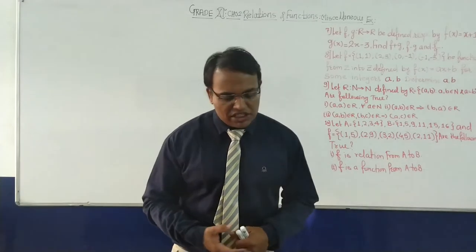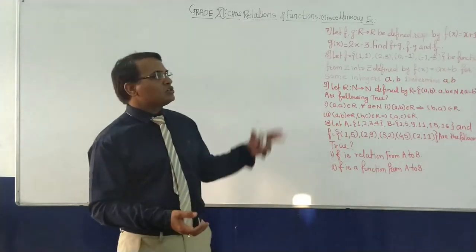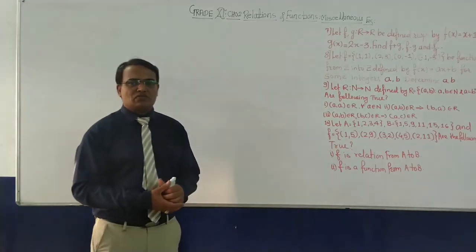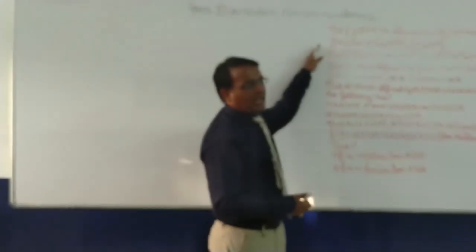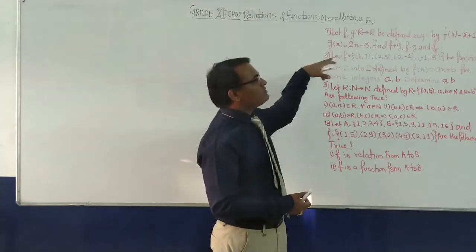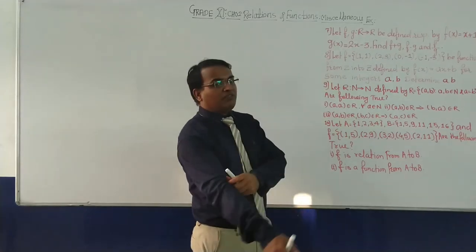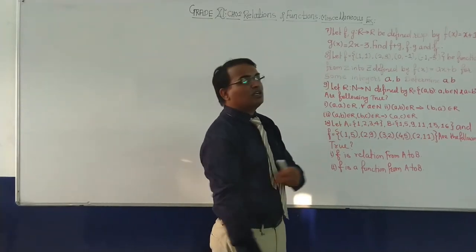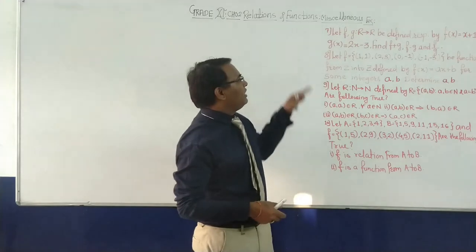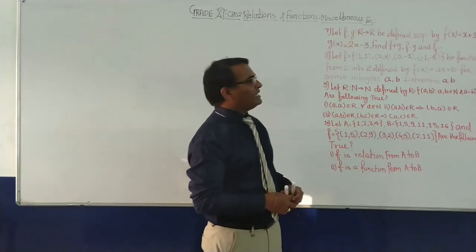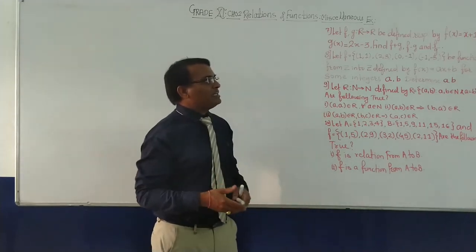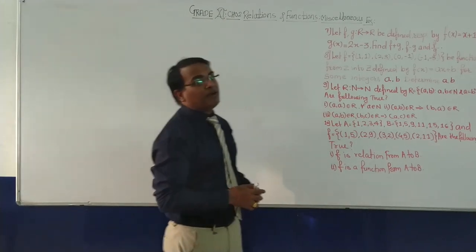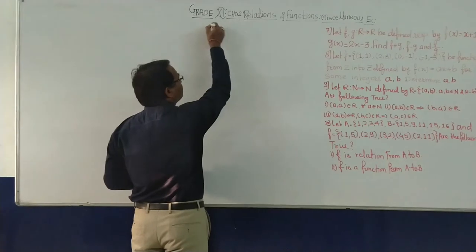number 2, relations and functions. Questions 1 to 6 were done in the previous video. Now question number 7. Let f and g be two functions from R to R defined respectively by f of x equals x plus 1 and g of x equals 2x minus 3. We have to find f plus g, f minus g and f by g.